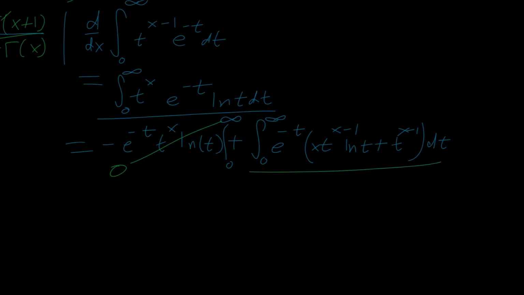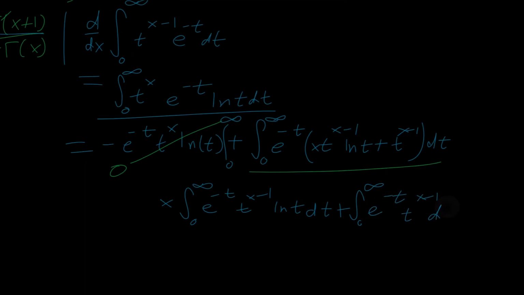But this right here we can actually separate into two different integrals. The first one is going to be factoring out the x out front. We're going to have an x times the integral, of course, and then times e to the minus t times t to the x minus 1 times natural log of t dt, and then plus this next integral, which is just going to be the integral from 0 to infinity of e to the minus t, and then times t to the x minus 1 with respect to t, of course.